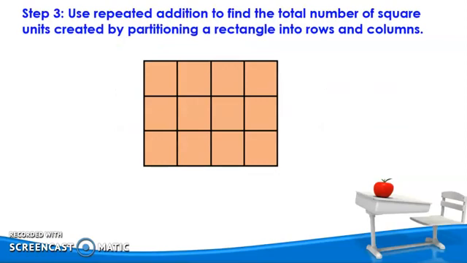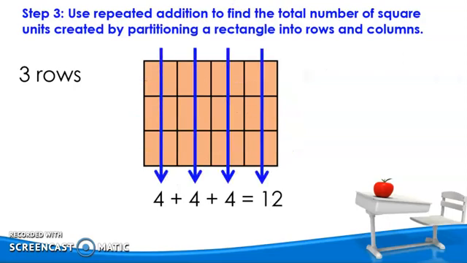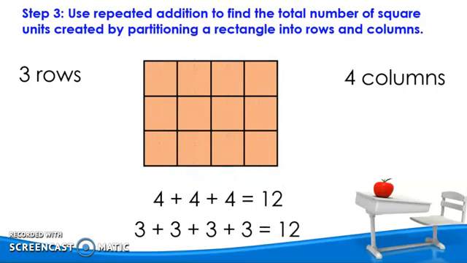In the final step, students will use repeated addition to solve for the total number of squares in a partitioned rectangle. In the example shown, students can add the number of squares in each row, 4 plus 4 plus 4, or the number of squares in each column, 3 plus 3 plus 3 plus 3, to find the total number of squares, 12, in the rectangle.